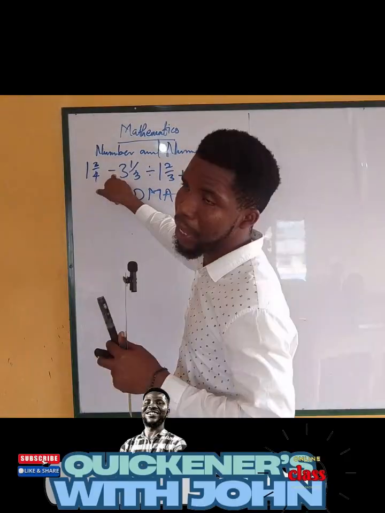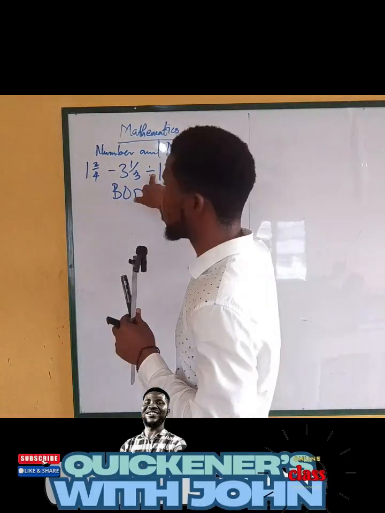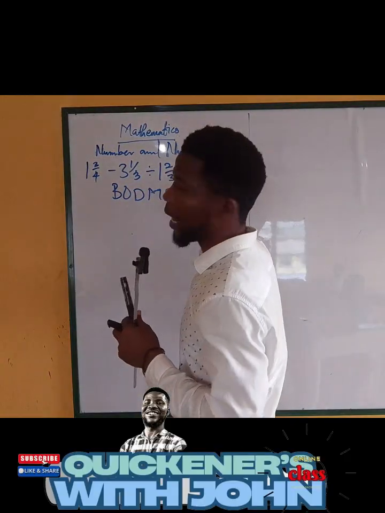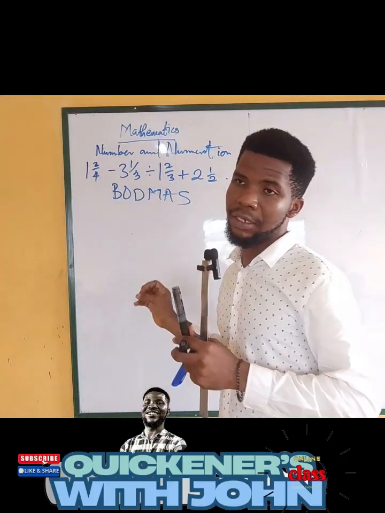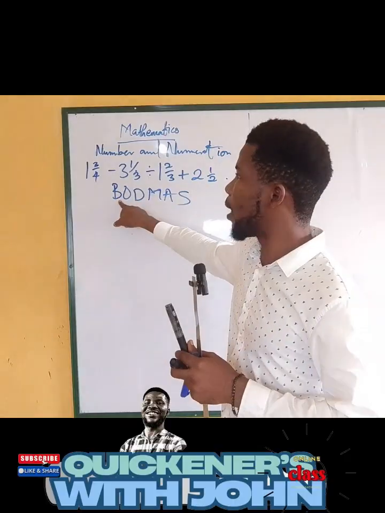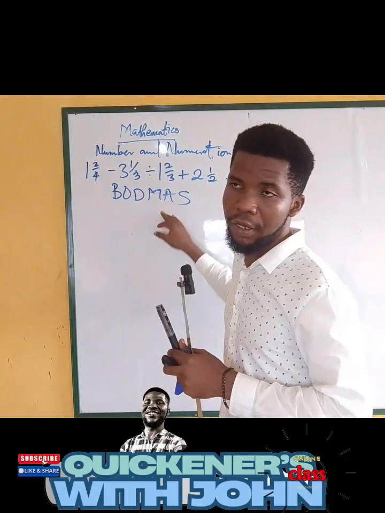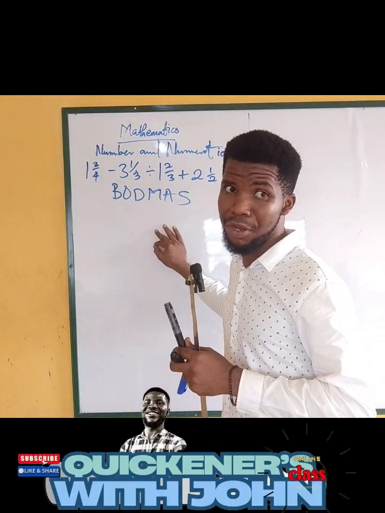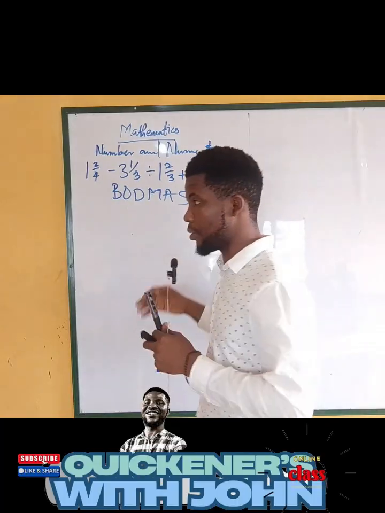So how many operations do we have here? Subtraction, division, and addition. From Bodmas, what are we doing? Bracket of division. So what on division first? As simple as ABCD. Are you seeing that? Alright, so let's do.